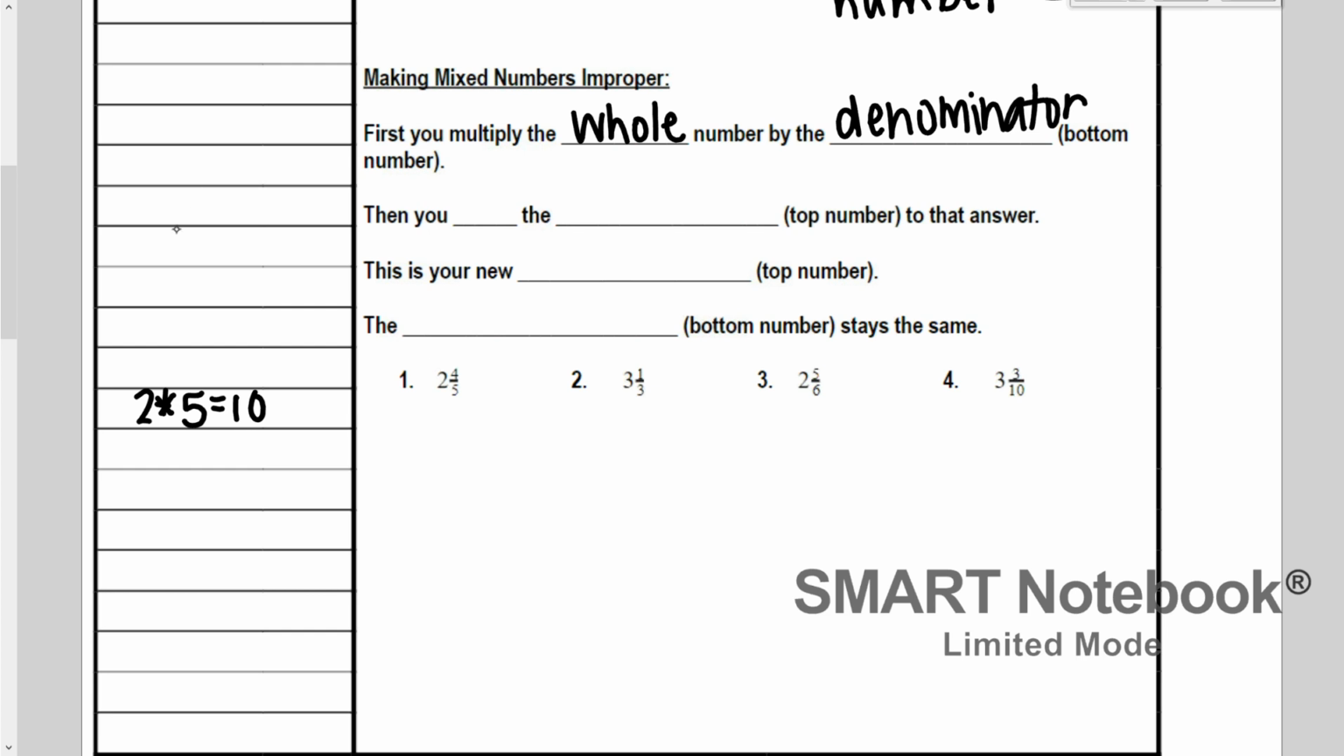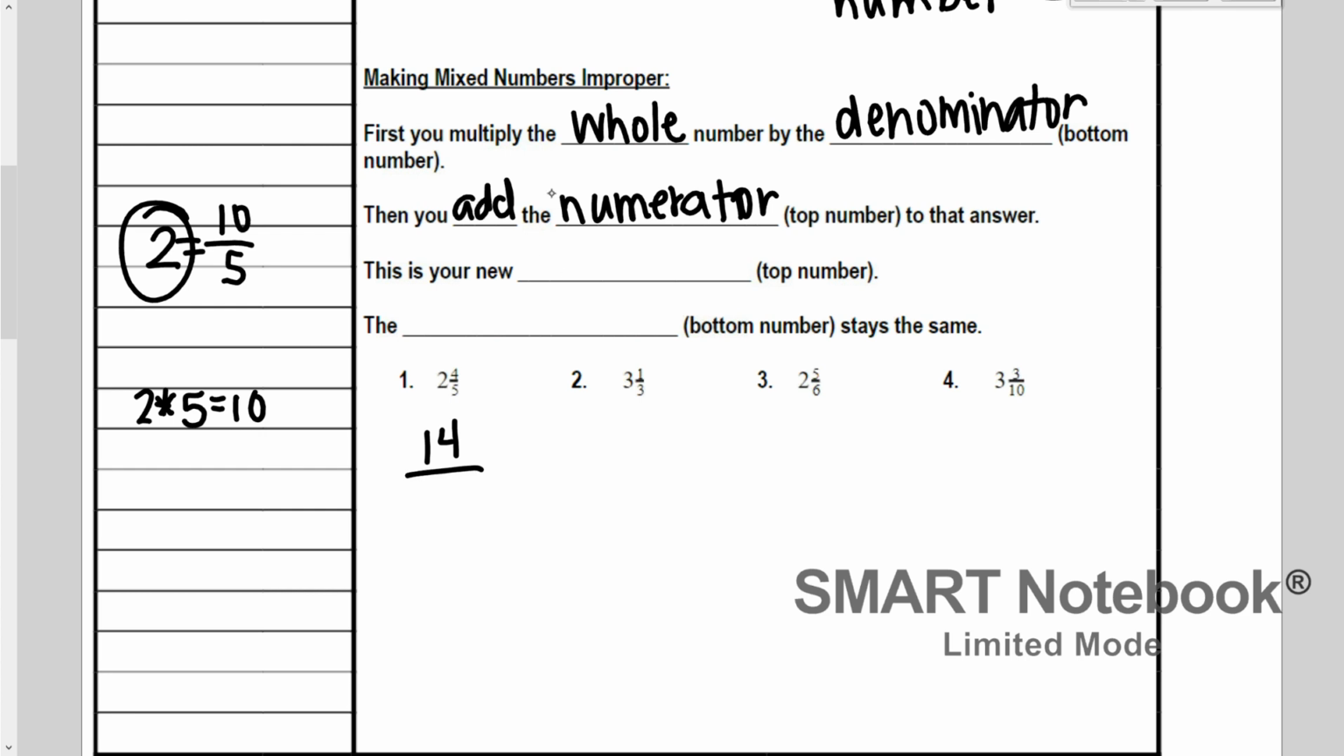And what that means is that that whole number 2 is equal to 10/5, okay, which we already know. 2 is equal to 10/5 because 10 divided by 5 is 2. Okay, so we're just making that 2 into a fraction. So 2 times 5 is 10. And then we add the numerator, that top number. Okay, so 2 times 5 is 10, so we have 10/5, which is equal to that 2. And then we have 4/5 in our fraction, so we'd add 10 plus 4 to get 14. Okay, and that 14 is going to be our new numerator, our new top number.